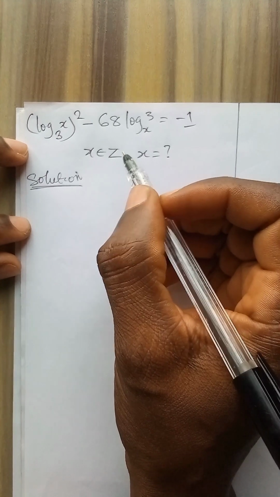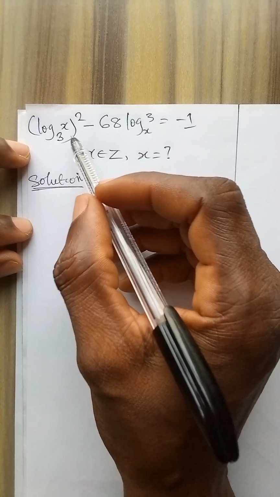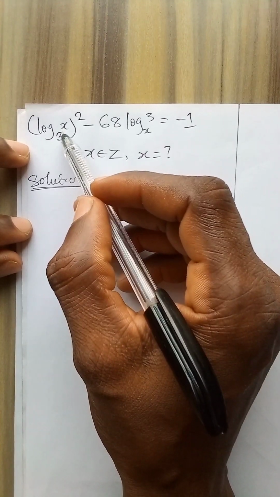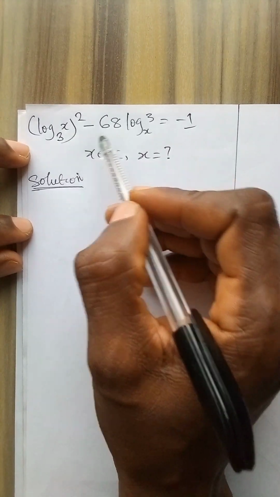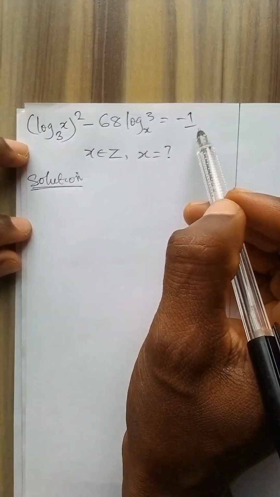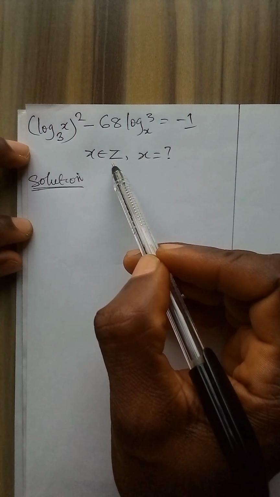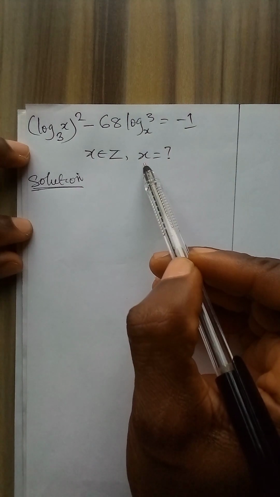In this video, we have a very nice logarithmic equation to solve. We are given (log to base 3 of x) all to power 2 minus 68 log to base x of 3 is equal to minus 1. We are told that x is a member of the set of integers. We are asked to find x.